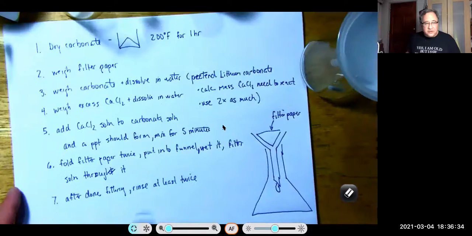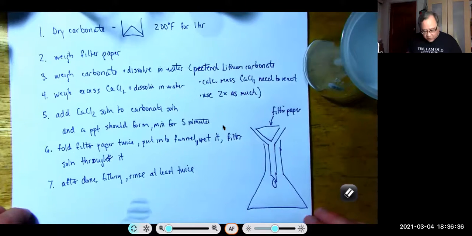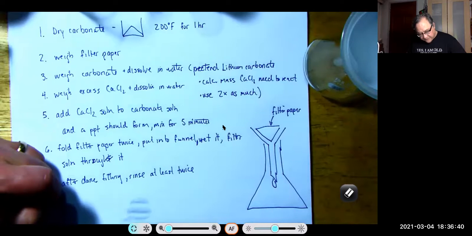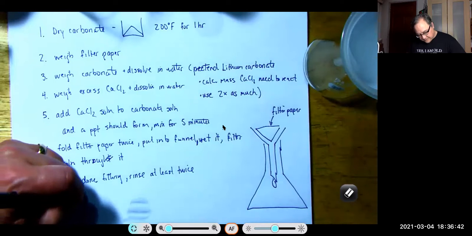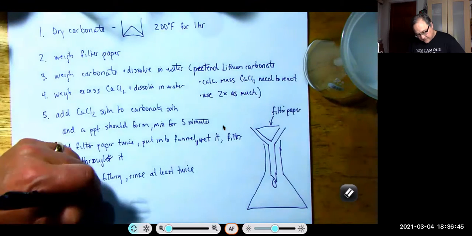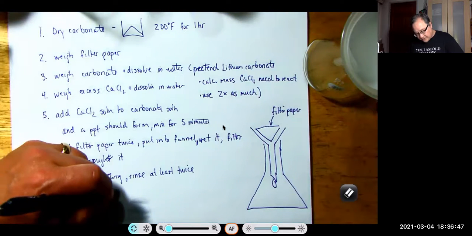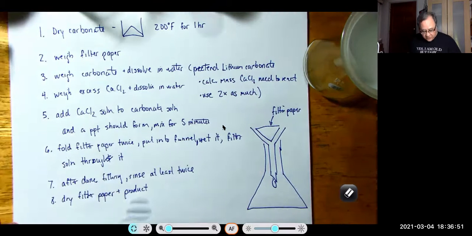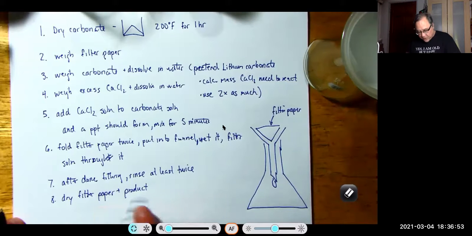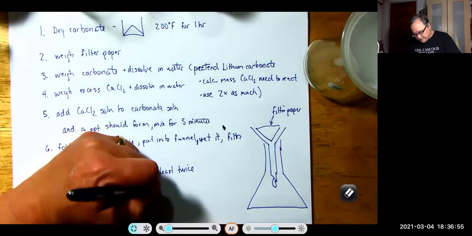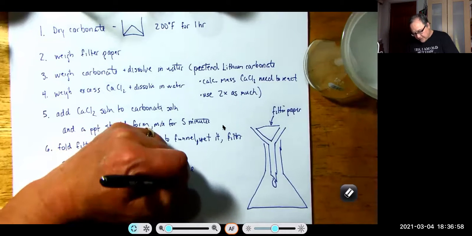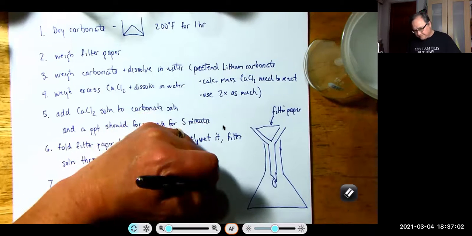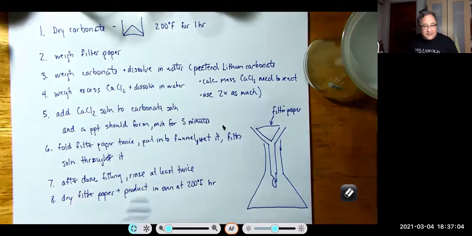Okay, so what do you do after you've rinsed twice? Well, you want to dry the filter paper and the product together. You don't want to try to remove the product from the filter paper. So what you do when you dry these is you dry it in the oven at 200 degrees Fahrenheit for about an hour. And it should dry completely.